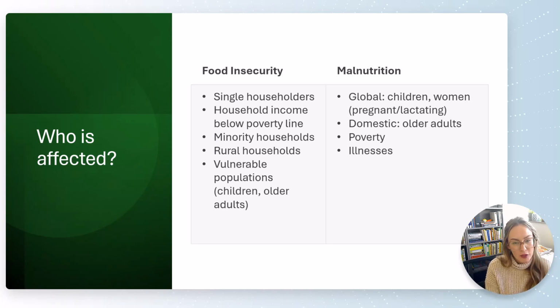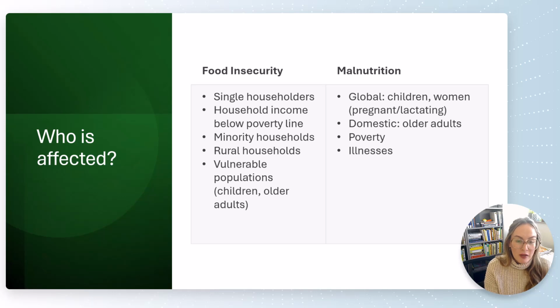Household income below the poverty line is also going to be a risk factor for food insecurity. One thing I want to note here is a lot of people have a misconception that if you have food insecurity, it's because you're not working hard or you are lazy. But I just want to point out that you can work a full-time job and still have an income below the poverty line.